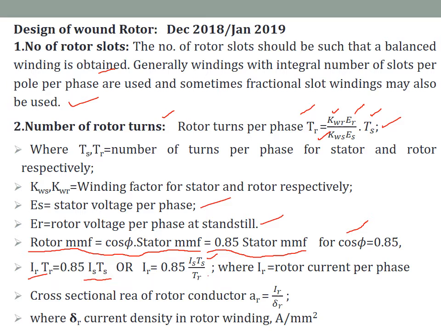Okay. Once you find out the current, the cross-sectional area of the rotor conductor AR is found out using this equation, that is AR is equal to IR by delta R. Delta R is the current density in the rotor winding.